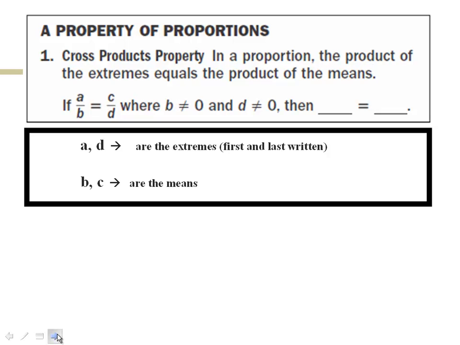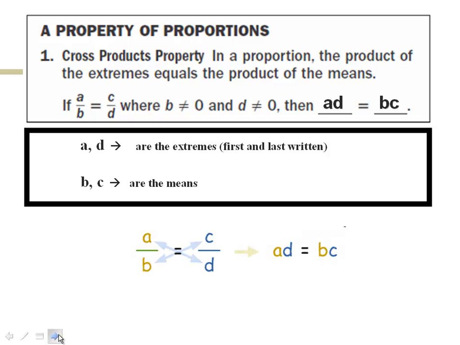Okay, so property of proportions. This is called the cross products property, and we're going to use this a lot in this chapter. In a proportion, the product of the extremes equals the product of the means. So if I have A over B equals C over D, so A to B equals C to D, where B is not equal to 0 and D is not equal to 0, then I know A times D equals B times C. So A and D are the extremes, they're the first and the last ones written, and B and C are the means.